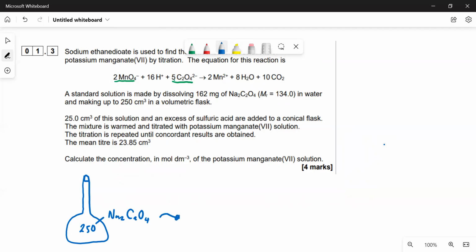Take 25 of that out into a conical flask, and they're going to titrate that against the manganate solution. Yeah, that's going to run into the flask there. Okay, so let's work out then. So they tell us we've got 0.162 milligrams of sodium ethane dioate there. So let's work out the number of moles of that.